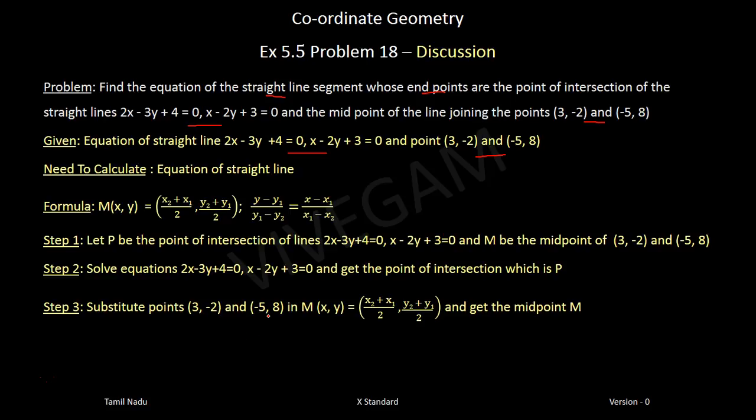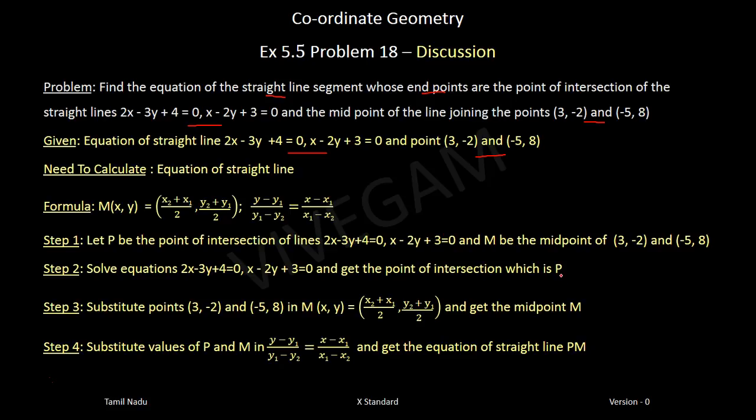Substitute the points (3, -2) and (-5, 8) in the midpoint formula and get the midpoint M. Now you already found point P, and step 3 gives you point M, which means using these 2 points P and M in the 2-point form, you will be able to get the equation of the straight line. Okay, so let me repeat. Let the point of intersection be P and the midpoint of these 2 points be M. We need to find the equation of PM. Solve these 2 equations, get the point P, find the midpoint of these 2 points and get M. Using P and M in the 2-point form, get the equation of the straight line.